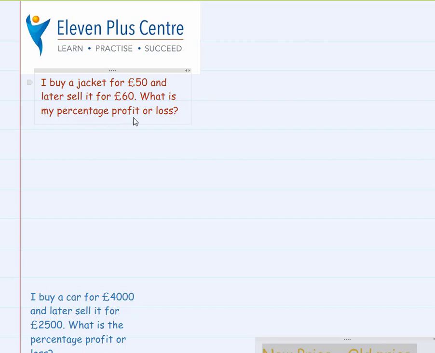And I think you all know this, that profit is when you make money after selling something, and obviously a loss is the opposite. So if I buy something for £50 and I sell it for £60, I've made a £10 profit. But the question is asking me to calculate it as a percentage. Okay, so we're going to make it nice and easy for you.